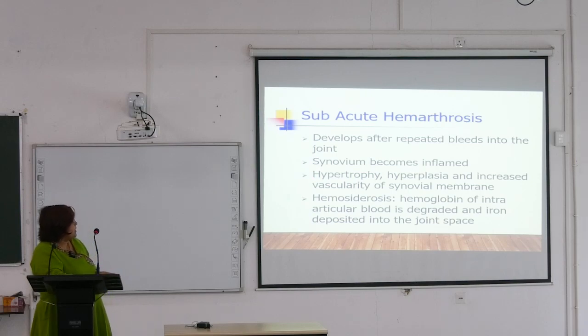Now subacute hemarthrosis. Subacute means it's not an acute phase of bleeding, but repeated bleedings in the same joint cause this subacute hemarthrosis. It develops after repeated bleeding into the same joint. And due to repeated bleedings, what happens? The synovium of the joint, you all know the structure of the joint, becomes inflamed due to repeated bleeding. There is hypertrophy, hyperplasia, and increased vascularity of the synovial membrane. And there is increased bleeding, and there is hemosiderosis in the joint. The hemoglobin of the intra-articular blood gets degraded and the iron is deposited in the joint space. This happens in subacute hemarthrosis.